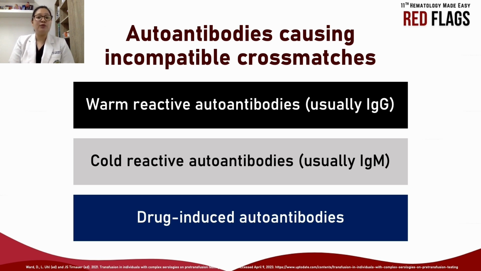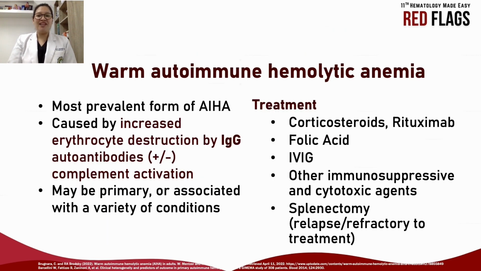Importantly, no patient with autoantibodies should be denied a life-saving transfusion because of difficulties in finding compatible blood for transfusion, because such patients are likely to tolerate serologically incompatible blood without significant complications. Warm autoimmune hemolytic anemia is the most prevalent form of IHA, accounting for 60 to 70% of all cases. It is caused by increased erythrocyte destruction by IgG autoantibodies with or without complement activation.